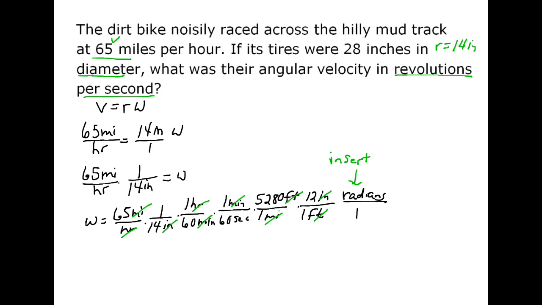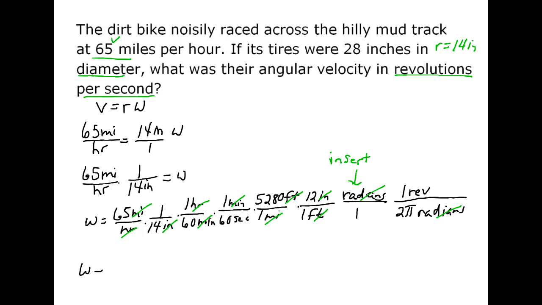What that does for you, though, is it allows you to get to revolutions per second, because 1 revolution is 2 pi radians. So 1 spin around a circle is the same as traveling 2 pi radians. So then the radians cancel, and you have your units that you needed, revolution per second.